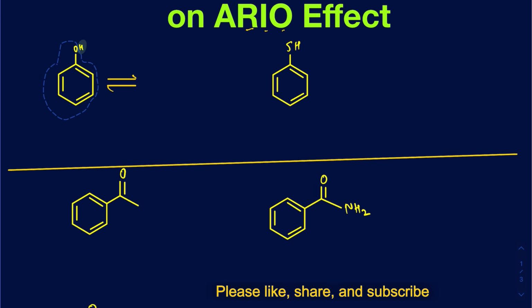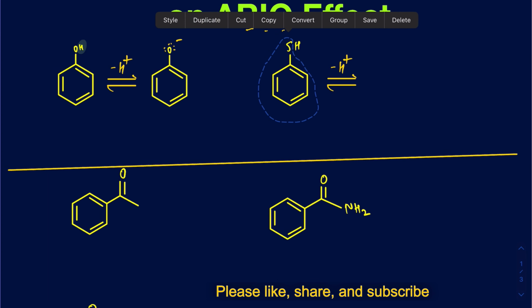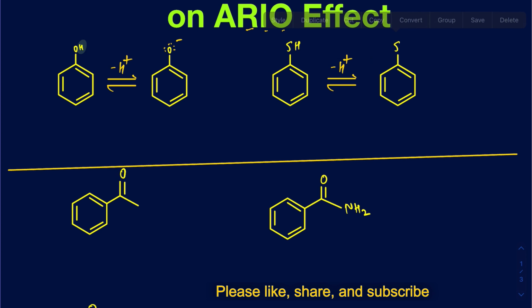So I'm just going to copy this down. That's what's left right here. And I can probably just say I lost a proton here. So that gives us this as our conjugate base. I can do something similar for the second one. So maybe I can just copy this down here. And now I get this as my conjugate base.